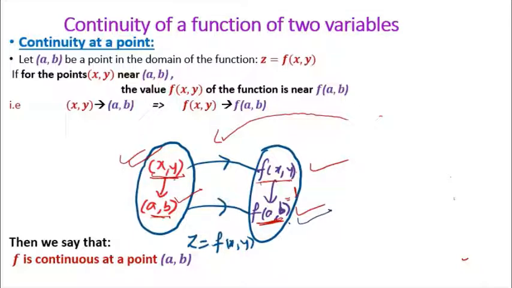So here we define it at a given point. Let a comma b be a point in the domain of the function z is equal to f of xy.